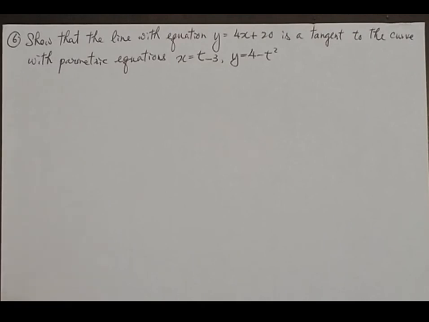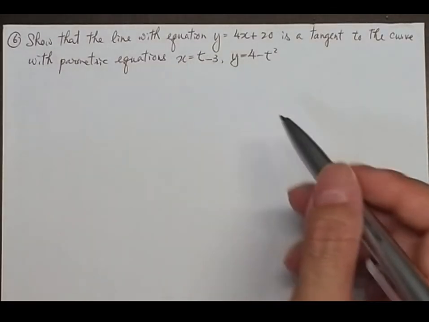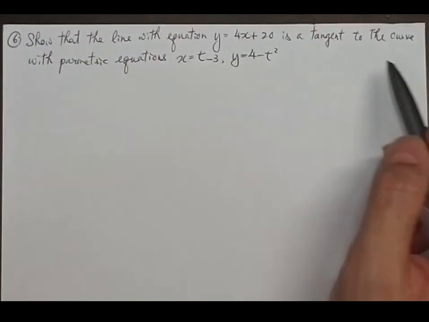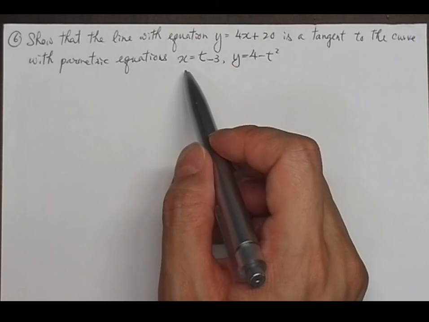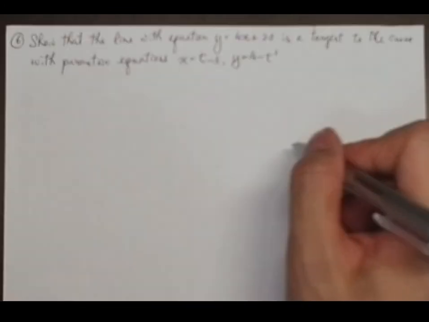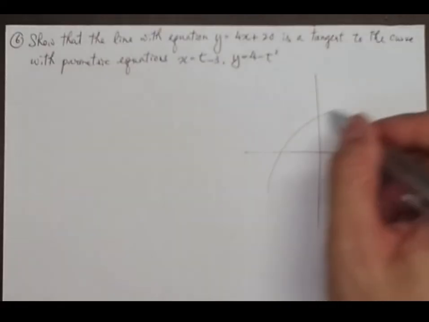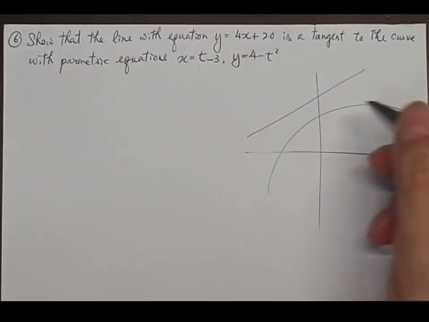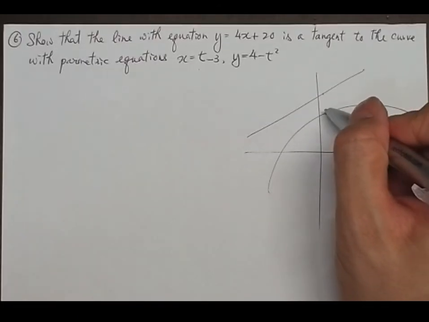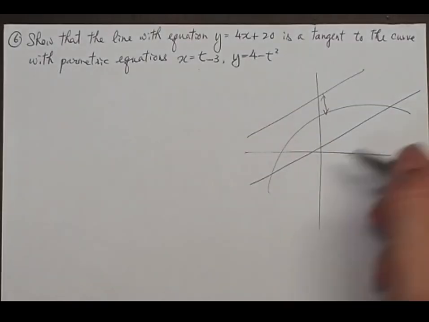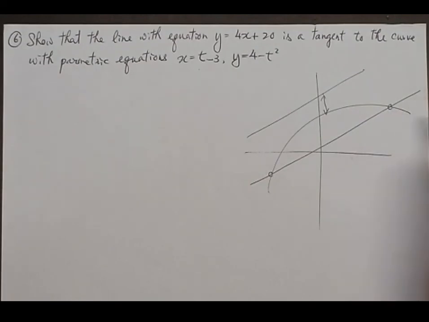Question number 6. Show that the line with the equation y equal to 4x plus 20 is a tangent to the curve with parametric equations x equal to t minus 3 and y equal to 4 minus t squared. If we have a curve from the parametrics and a line which does not touch the curve, this line and the curve cannot find a solution. If we have a line that cuts the curve, we have two solutions that match this equation.